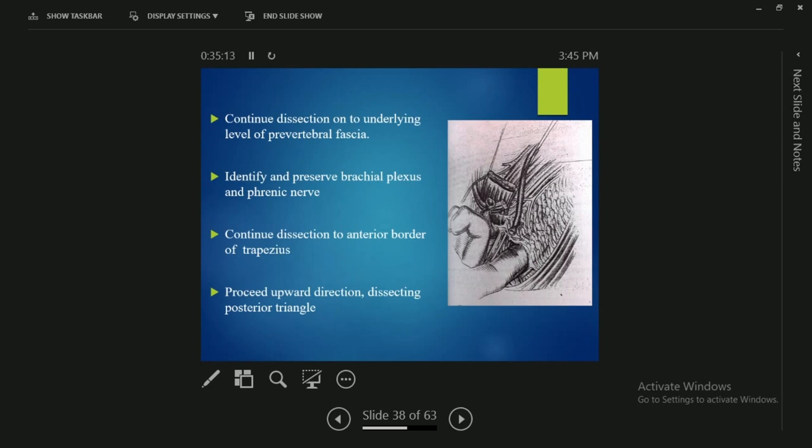Identify and preserve the brachial plexus and phrenic nerve. Both brachial plexus and phrenic nerve lie below the prevertebral fascia. So unless the prevertebral fascia is breached, both the structures are preserved. Continue dissection to anterior border of the trapezius and proceed upward, dissecting the posterior triangle.